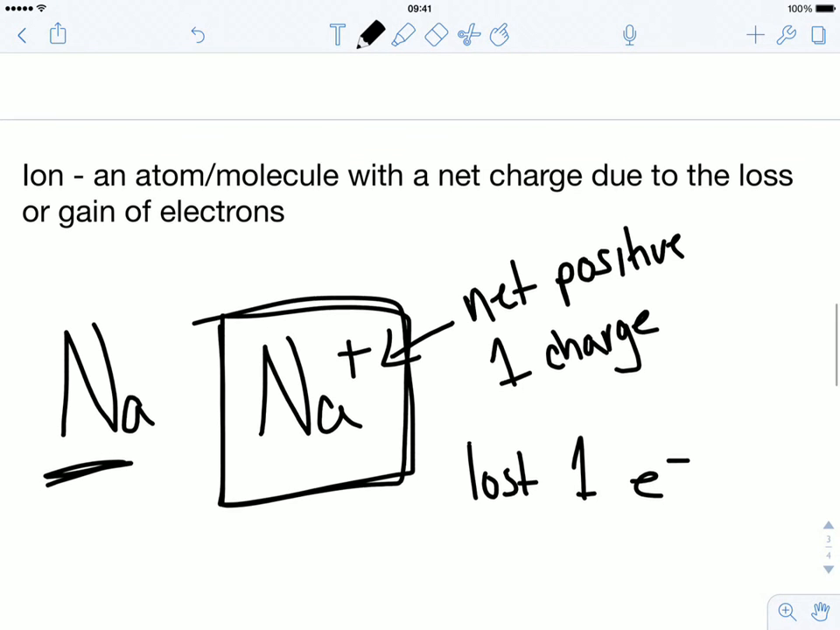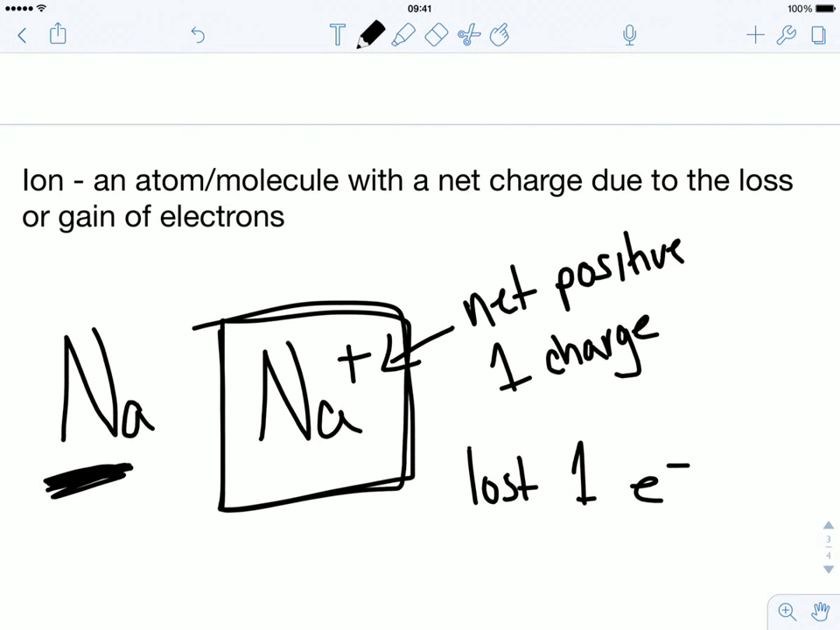If this sodium over here, again, had the same amount of electrons and protons, and now all of a sudden it's positively 1 charged, that means it had to have lost 1 electron. So now there are more protons than there are electrons. So there's more positively charged things than there are negatively charged, and that's why it's positively charged.